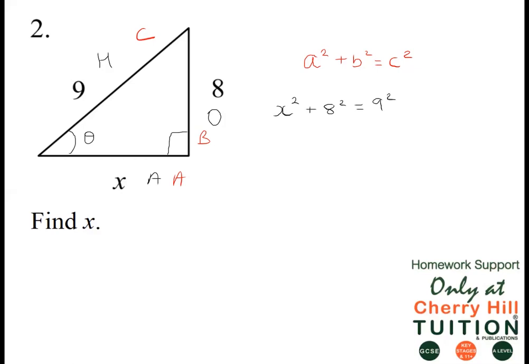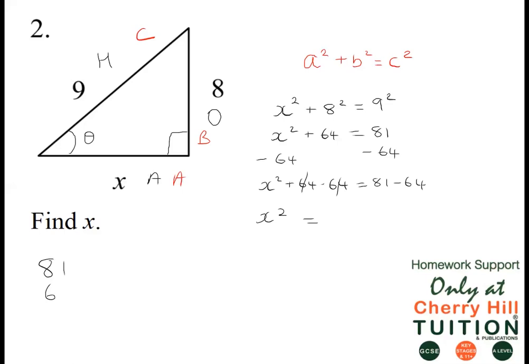Okay, and now we just need to simplify and solve for x. So x squared plus 8 squared, which is 64, equals 9 squared, which is 81. Now we can minus 64 on both sides, leaving us with x squared plus 64 minus 64 is equal to 81 minus 64. The 64s cancel out, leaving us with x squared is equal to 81 minus 64, which we can work out here.